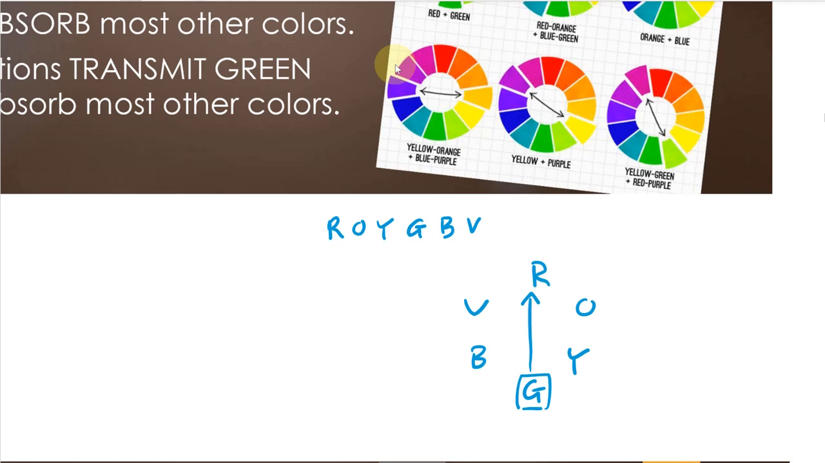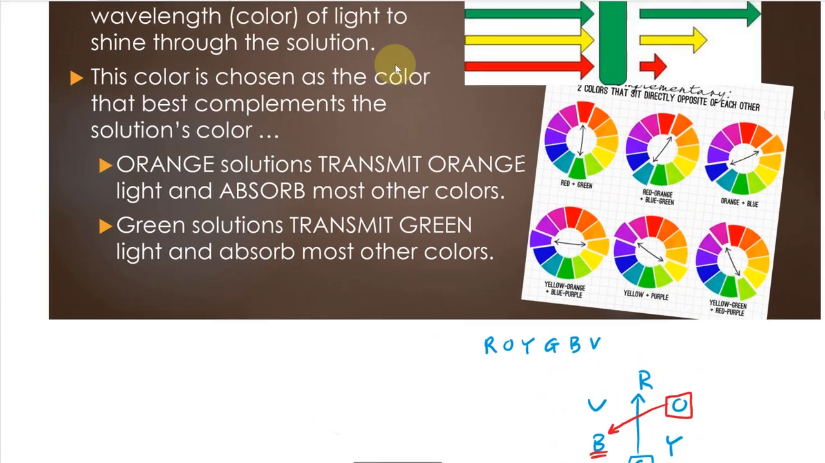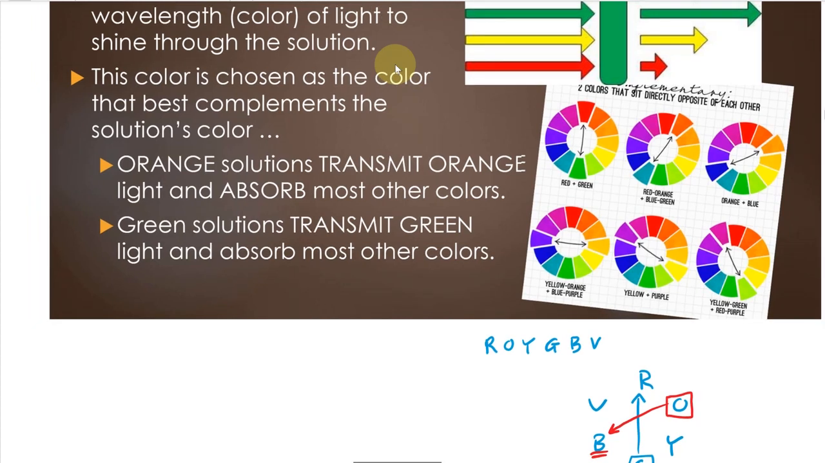Right? If I was using, say, a blue solution, or let's say an orange solution, if I was going to study an orange solution, I would want to look across the way and choose a blue light to study that orange solution. And if I was using a violet solution, I might pick a yellow light to do that. So across the wheel is the color that you'd want to choose to study a solution of a particular color.